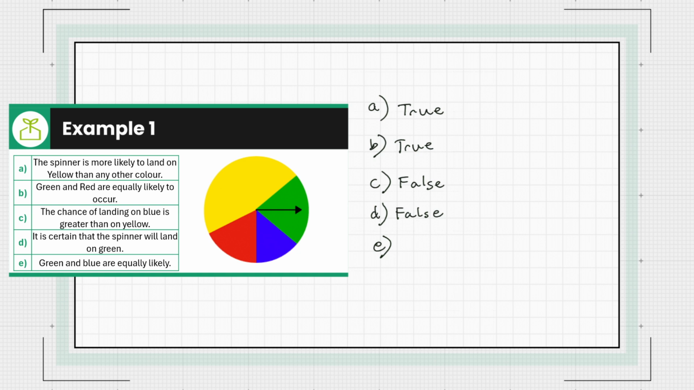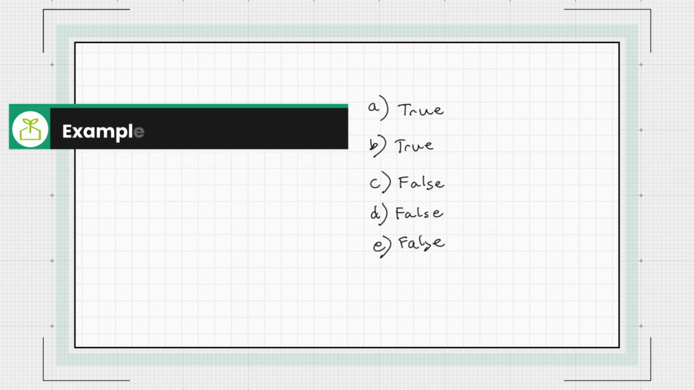Alright, let's look at E. So we have green and blue are equally likely. This is of course false. We can see that blue is smaller than green, and that means that they're not going to have equally likely chance of occurring.